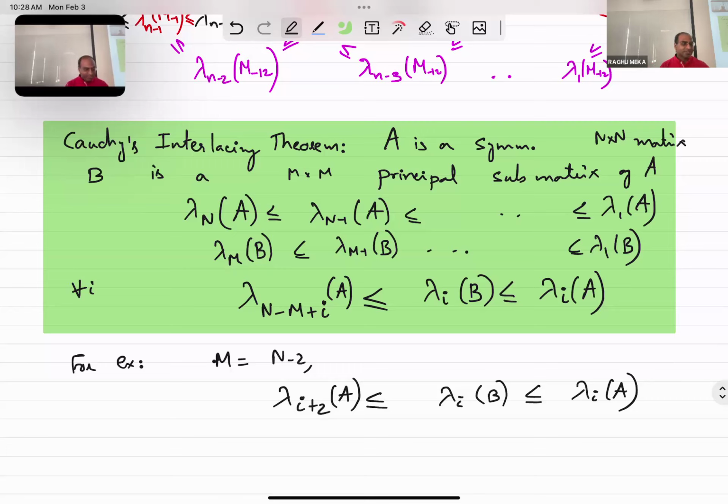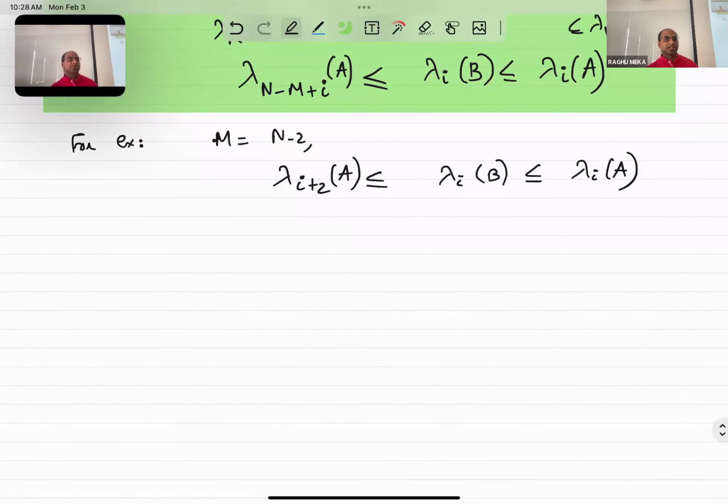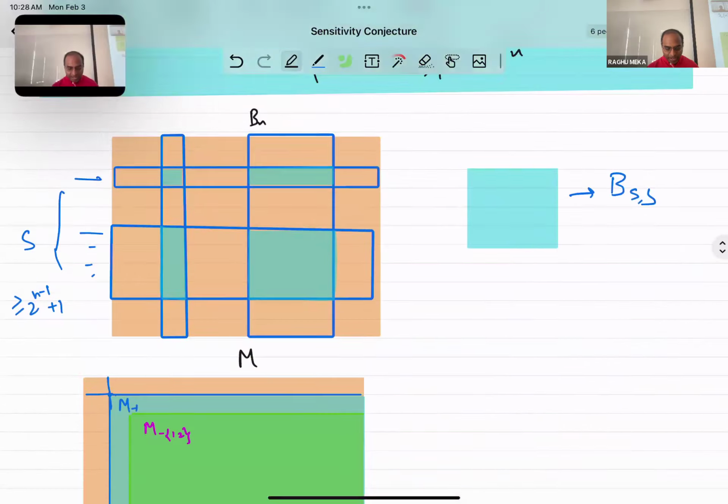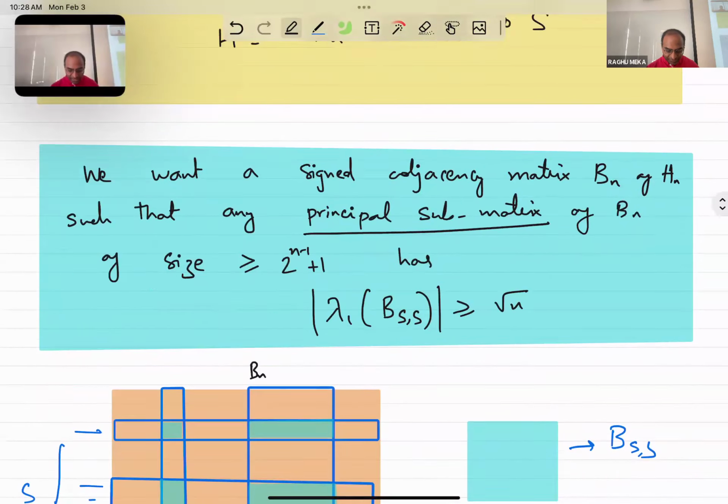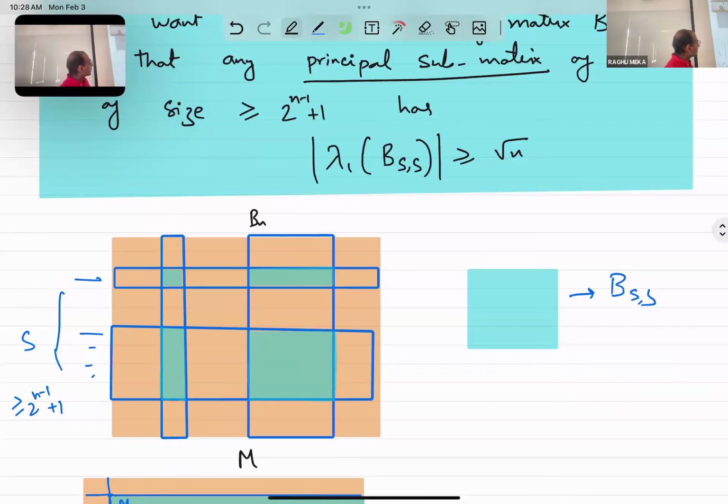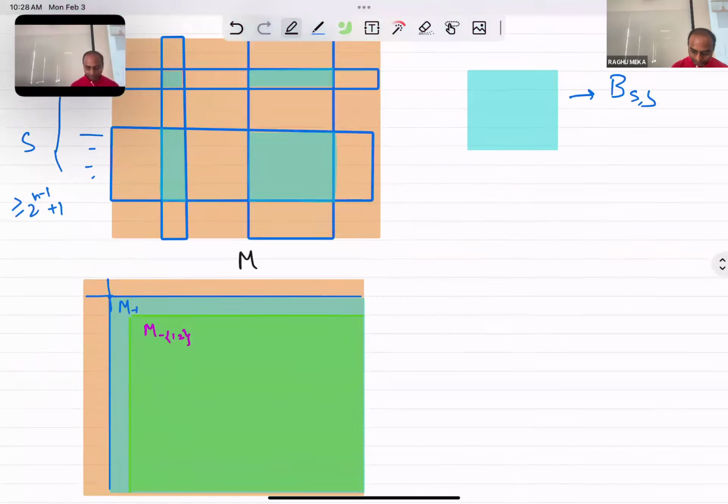Okay. So this is going to be our magic bullet, our hammer, whatever you want to call it, and we're going to use that. So let's now go back to our problem. We're going to try and find some signed adjacency matrix B_n, and then we have to argue about submatrices, which are somewhat big. At the very least, once you're talking about principal submatrices and you want to look at eigenvalues, it makes sense to look at what Cauchy's interlacing theorem would tell us.